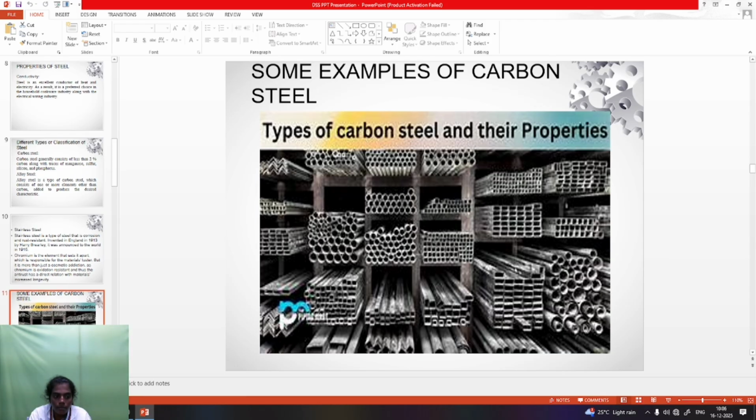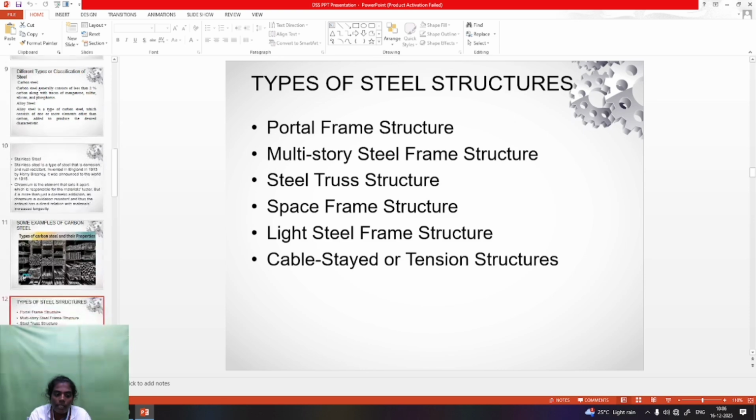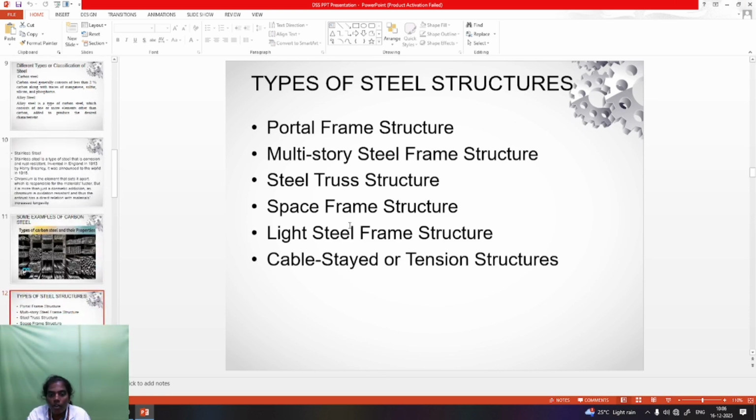So these are the types of steel based on the carbon. Next one is structure. Based on your structure, these are the types. First one is portal frame structure. Second one is multi-story steel frame structure, steel truss structure, space frame structure, light steel frame structure, cable-stayed or tension structure. These are based on your steel structures.